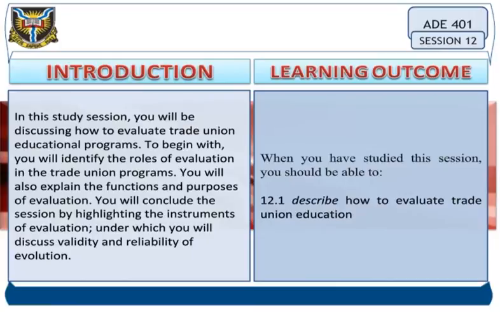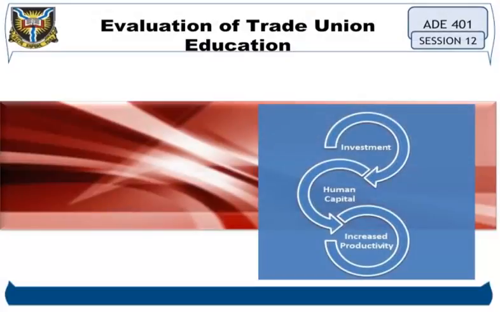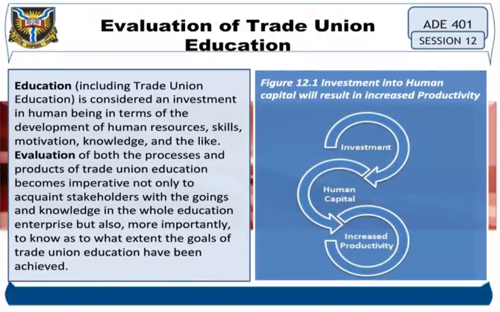To begin with, you will identify the roles of evaluation in the trade union programs. You will also explain the functions and purposes of evaluation. You will conclude the session by highlighting the instruments of evaluation, under which you will discuss validity and reliability of evaluation. Learning outcomes. When you have studied this session, you should be able to describe how to evaluate trade union education.